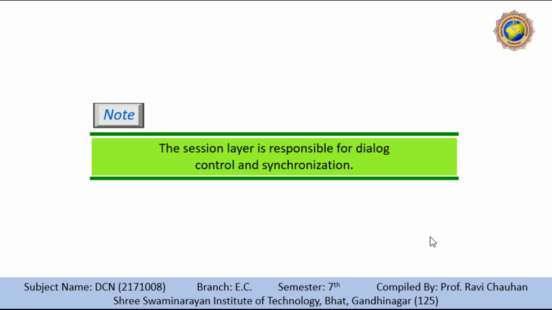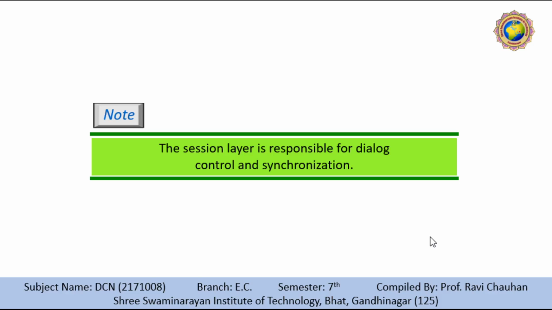Dialog control and synchronization means, let's take an example: suppose you are making an online currency transaction, just like in your bank account. Suppose in your XYZ bank account, you have to log in with your password and login ID. A particular token is given for some time, and after that time it will not be valid. So this type of activity is done by the session layer. So the example is our banking transaction.